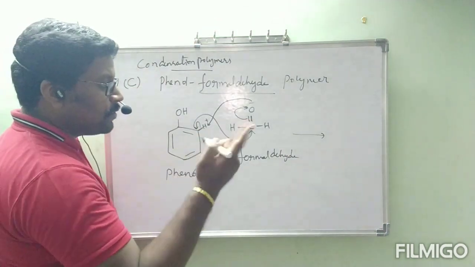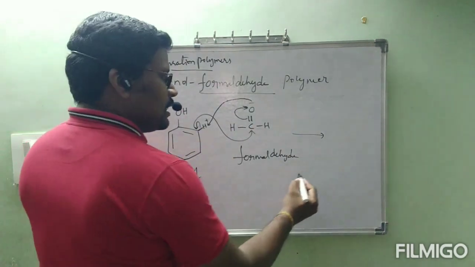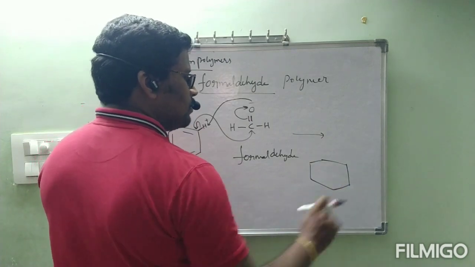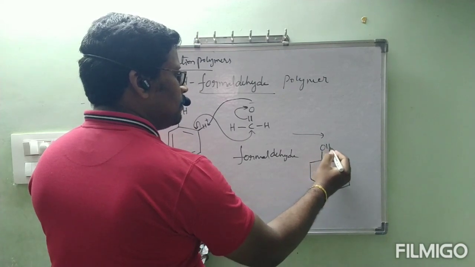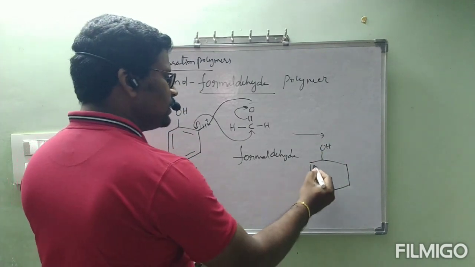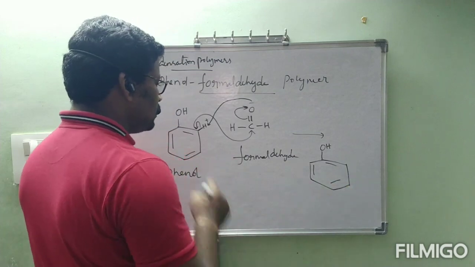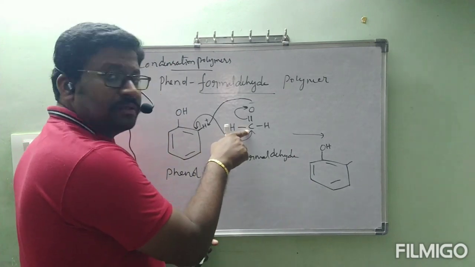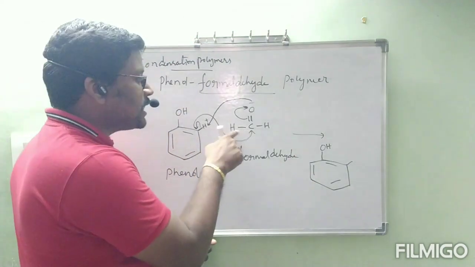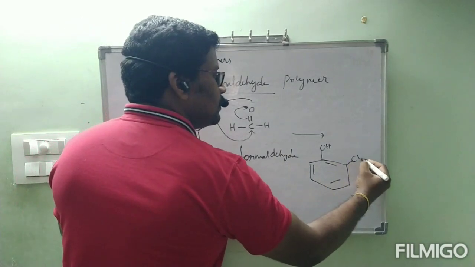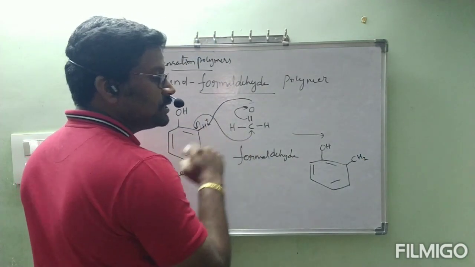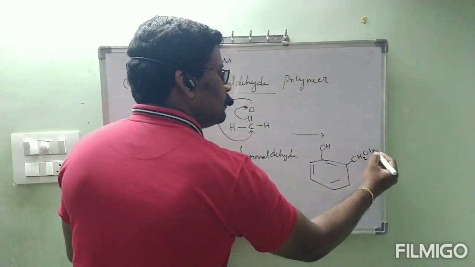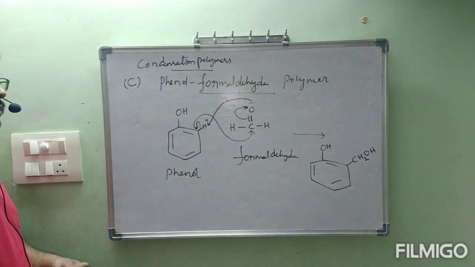Is it clear? Now I am going to write the product. Let us see. In phenol, OH will be present like that only. Next, in ortho position, this carbon is bonded to this carbon only. This carbon has how many hydrogens? 2 hydrogens. CH2, and this O minus is getting H plus to be formed as OH. That is the compound which is formed.